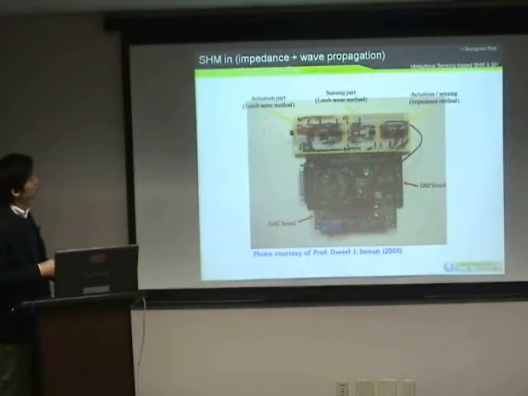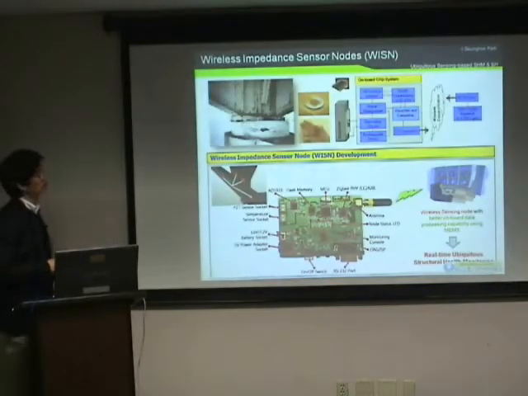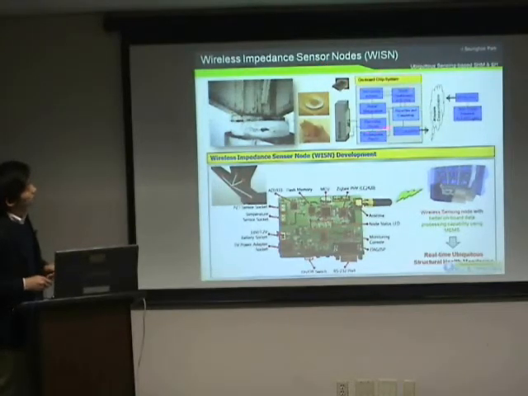This is another example which is combining two techniques, impedance plus wave propagation technique, which was developed by Dr. Danny Mann at Virginia Tech. In this context, I developed wireless impedance sensor nodes that consist of a self-sensing actuator, signal conditioning algorithm and computing on one microcontroller, and also energy harvesting circuit and RF telemetry. So all the functions can be done on one chipset, as you can see here.